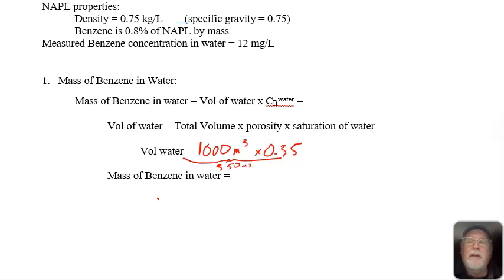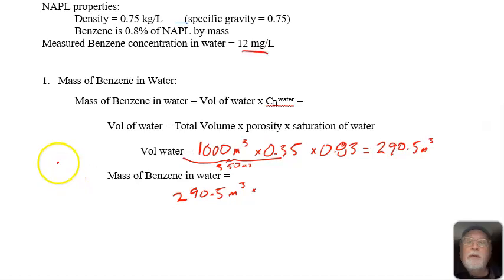And of that, 83% is filled with water, 0.83. So that gives us a water volume of 290.5 cubic meters. We don't have that many significant digits, but I'll keep the digits for now. So the mass of benzene in the water in this contaminated area is the volume of water we have, you see that up here, times the concentration of benzene in the water. So we have 290.5 cubic meters times the concentration of benzene in the water, which is 12 milligrams per liter.